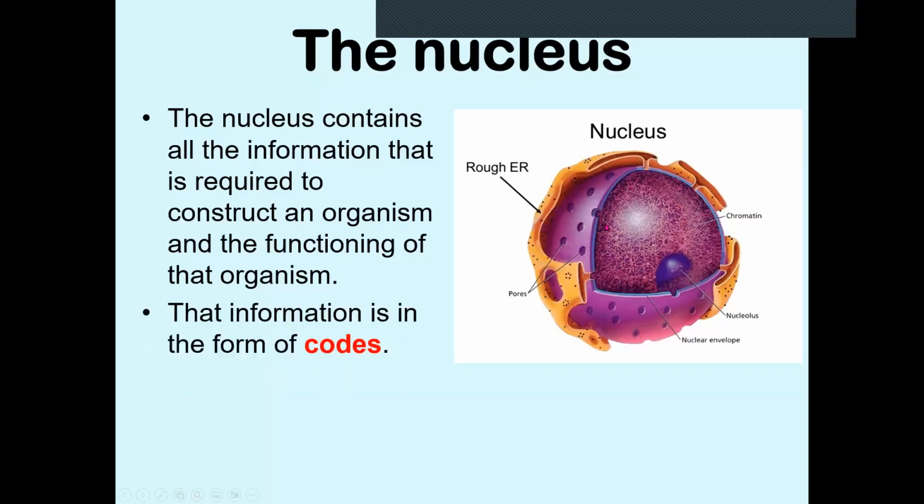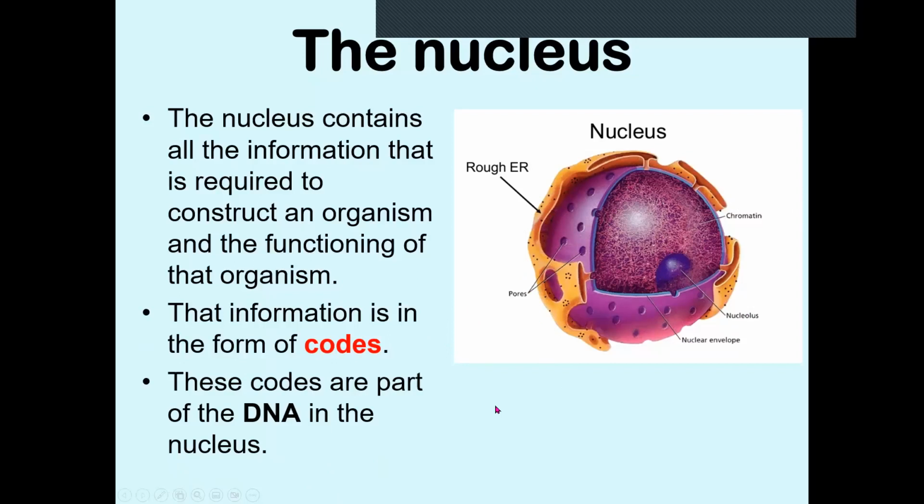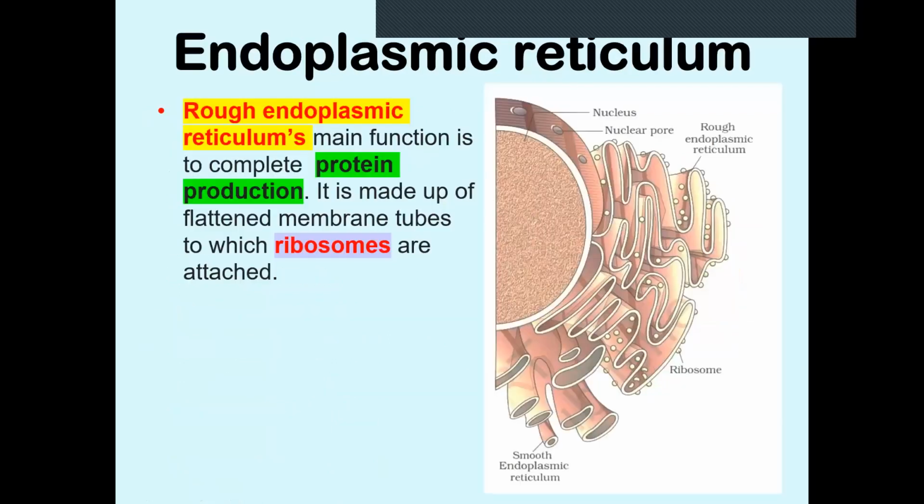Now, the information in the chromosomes within the genes, the information is in the form of a series of codes. And these codes are part of the DNA. There are other sections as well. So what have we got? And a little bit more detail here. So with the rough endoplasmic reticulum, these are the ribosomes. And there are 3 types of ribosomes.